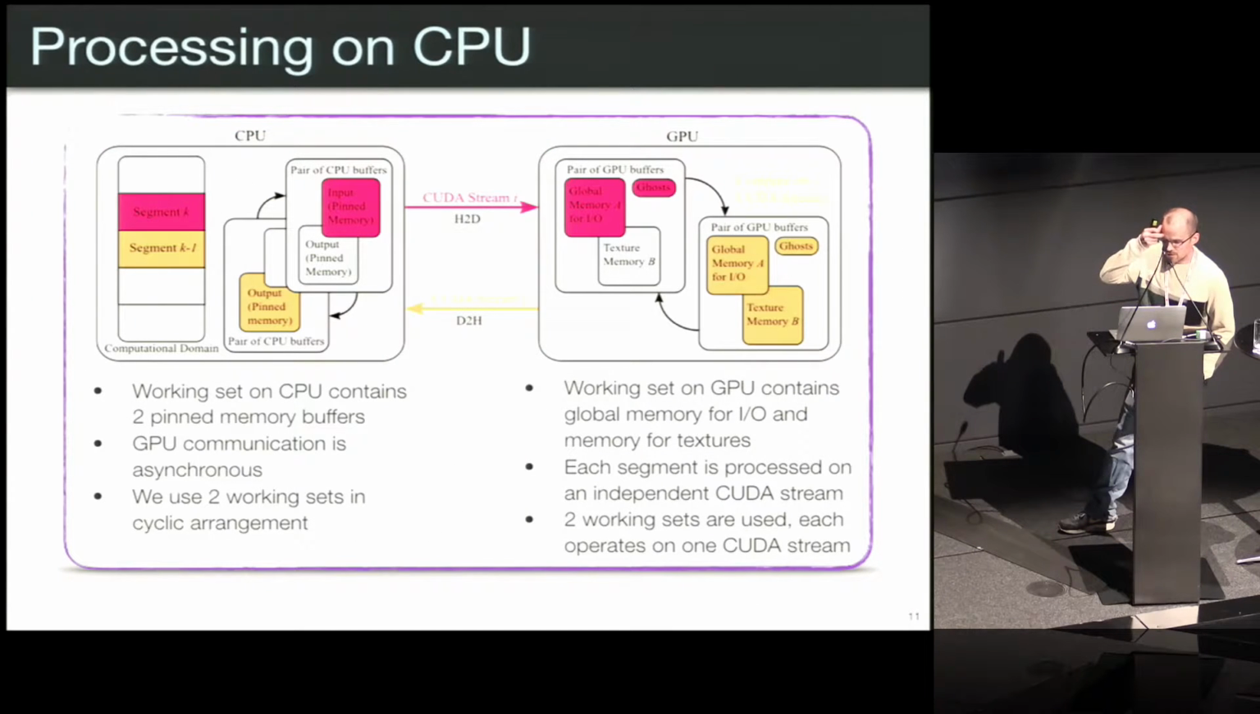So how do we process the segments on the CPU side? First I will talk about the left part of this figure, where we introduce a working set which consists of 2 pinned memory buffers, which we use for asynchronous communication with the GPU. And similarly, on the right side for the GPU, we use another set of working sets, which consists of a global memory array, which we use to communicate with the host, and some additional memory space, which we later use for texture references, which we use as read-only input for our stencil scheme.